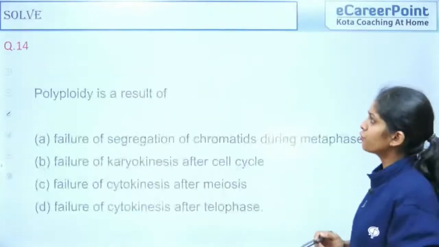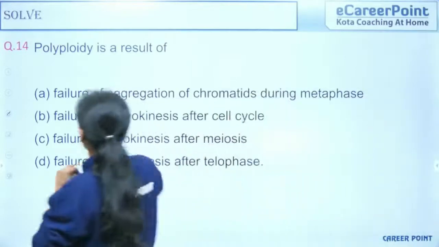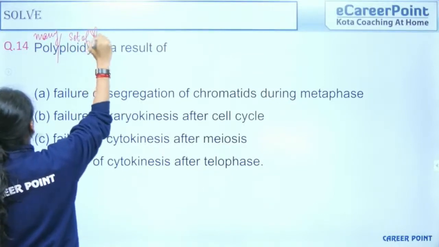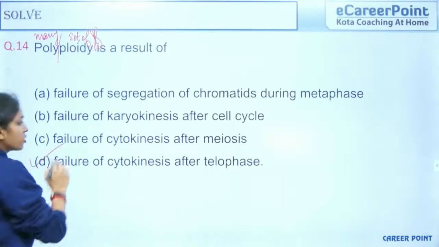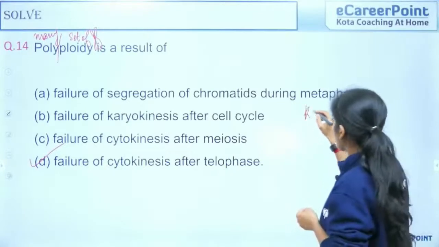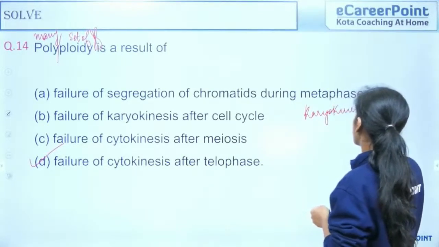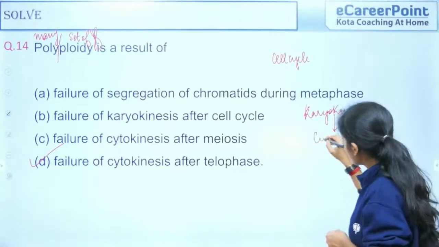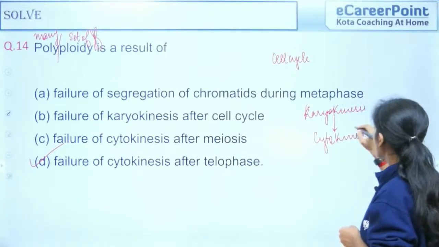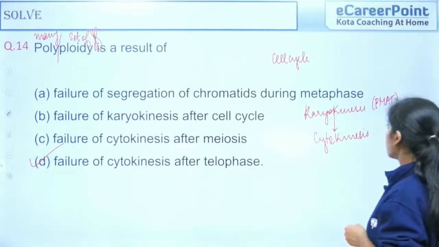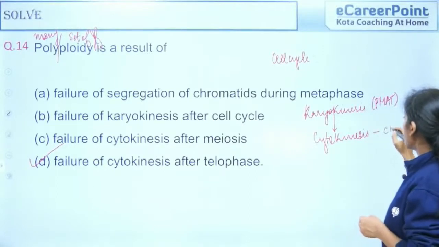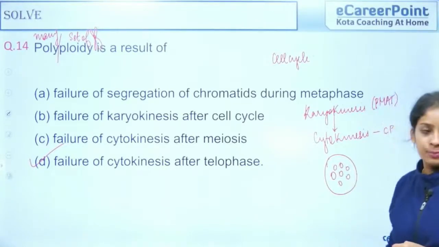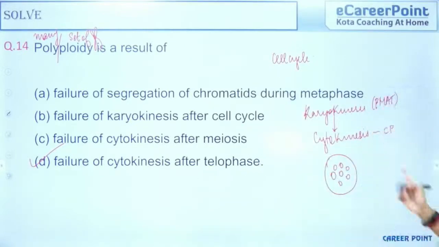Alright, so question 14, polyploidy is a result of what? Poly is many, ploidy is set of chromosomes. So when does an organism have polyploidy? Failure of cytokinesis after telophase. In karyokinesis you have four phases. This comes from the chapter Cell Cycle. After karyokinesis you have cytokinesis. In karyokinesis you have prophase, metaphase, anaphase and telophase, right? In cytokinesis the cytoplasm divides. Only if karyokinesis happens and cytokinesis fails, you have many nuclei inside a particular cytoplasm, that is polyploidy condition. Alright, so the right answer will be D.